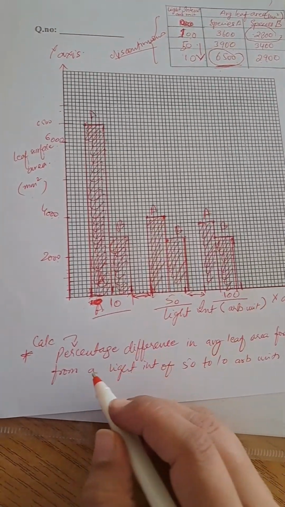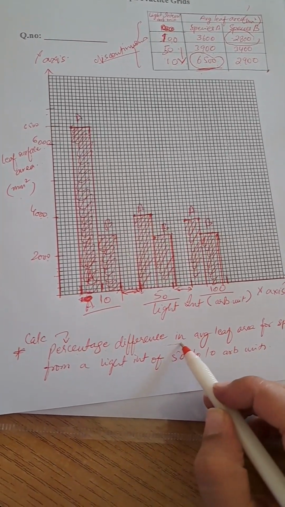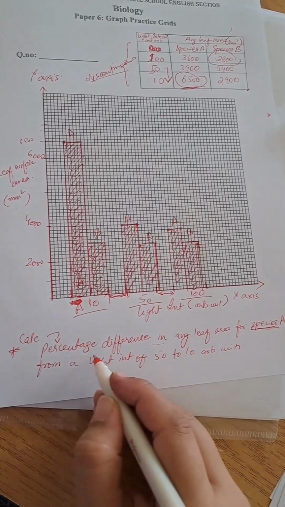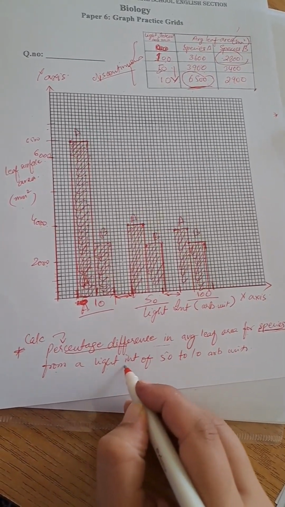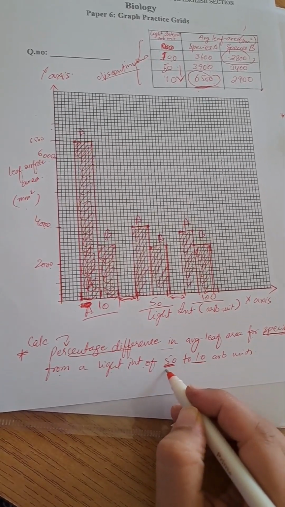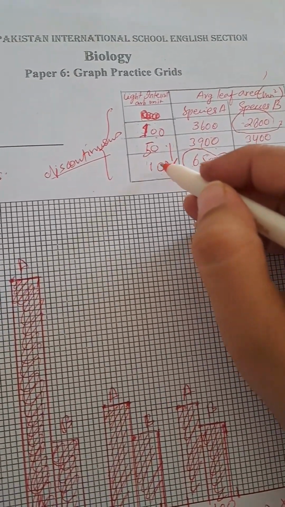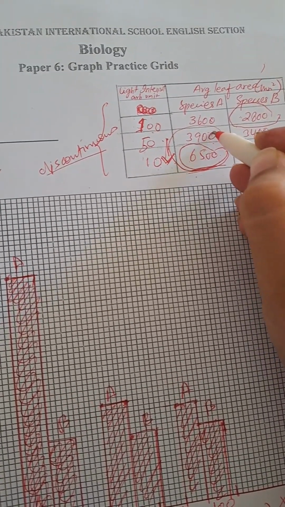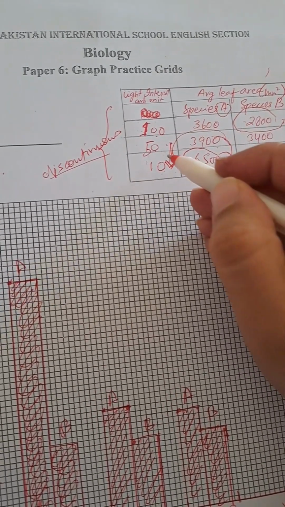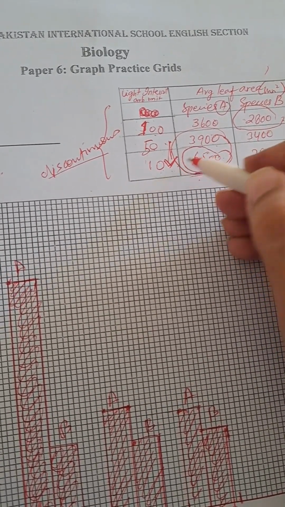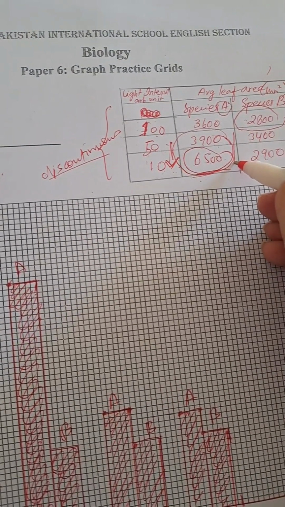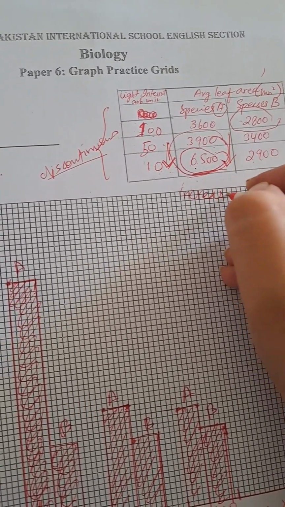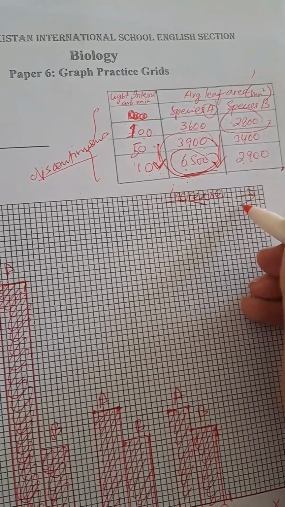Alright students, another part of the question was to calculate the percentage difference in average leaf area for species A from a light intensity of 50 to 10 arbitrary units. So coming to the graph, from 50 to 10 you have to find out the percentage difference in this value for species A. You can see that when you are changing from 50 arbitrary units to 10 arbitrary units, the leaf area has increased from 3900 to 6500.